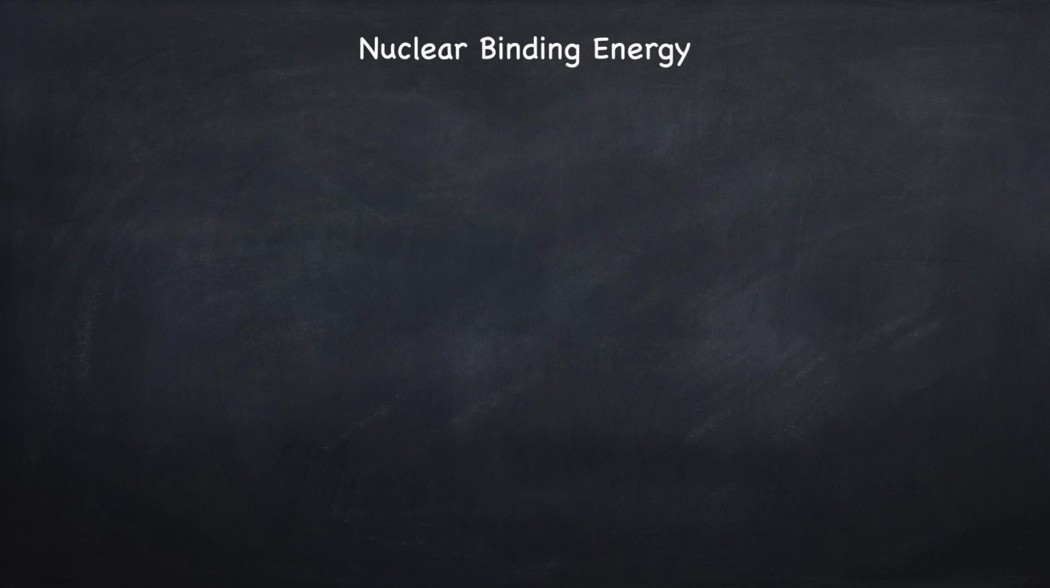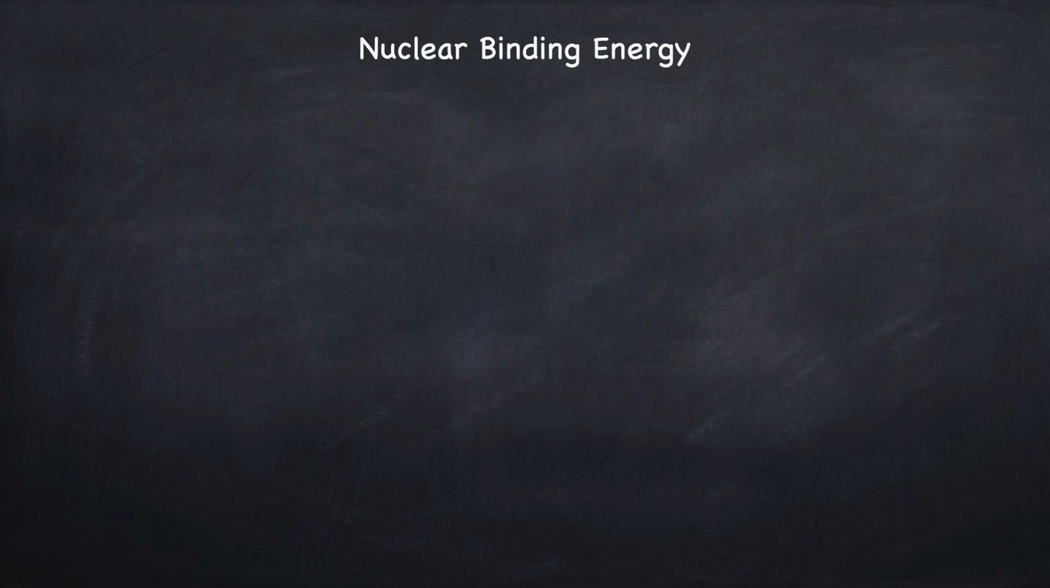So let's start off with nuclear binding energy. Nuclear binding energy can be thought of in two ways. They're both equivalent. You can either think of nuclear binding energy as the energy released during nuclear fusion, or as the energy required to break up a nucleus.